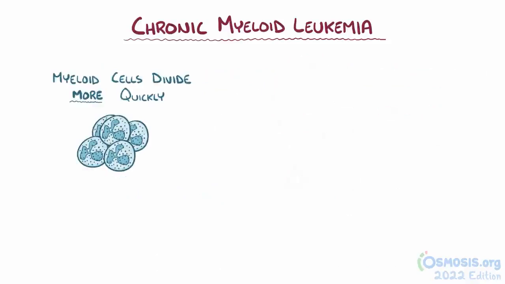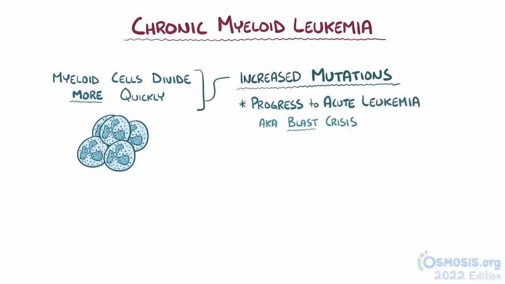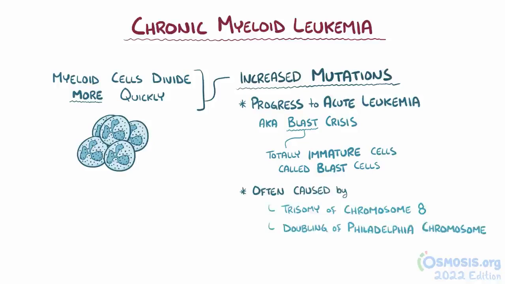And because these CML cells divide quicker than they should, there's a high chance that further genetic mutations can happen. And if that happens, CML might progress and accelerate into a more serious acute leukemia, which is called a blast crisis, because the totally immature cells of acute leukemias are referred to as blasts. A lot of cases of these blast crises include the formation of a trisomy on chromosome number 8, or the doubling of the Philadelphia chromosome.